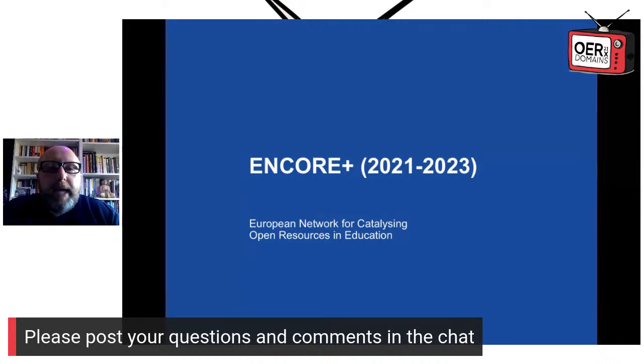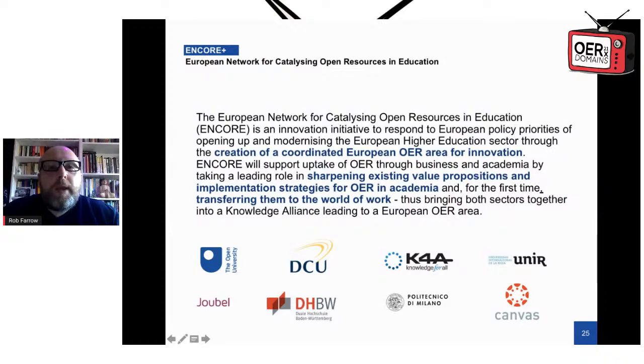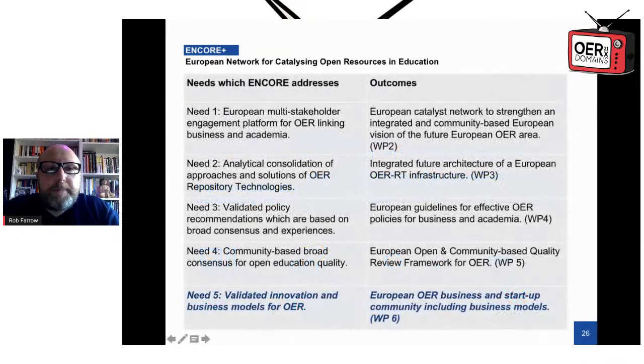Encore is the European Network for Catalyzing Open Resources in Education, a knowledge alliance project funded until 2023. So I won't go through the list of collaborators, but you can see them here on the slide. So what's the point of the project? The idea is to create a coordinated area within Europe for innovation through open educational resources. And the idea here is that we will build these communities, facilitate their interactions, but also come up with formal strategies around business models, integration of OER and academia, and how in the world of work we can have better use of open resources and open practices.